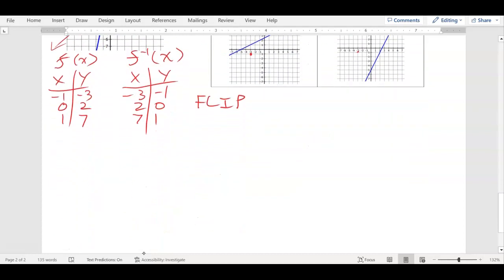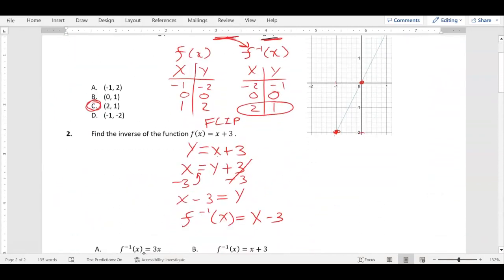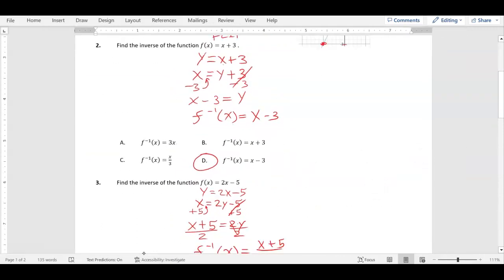Your quiz will be just like this review. You're just seeing if you can flip x and y. The harder ones are these inverse functions, so just be careful that you follow those steps carefully.